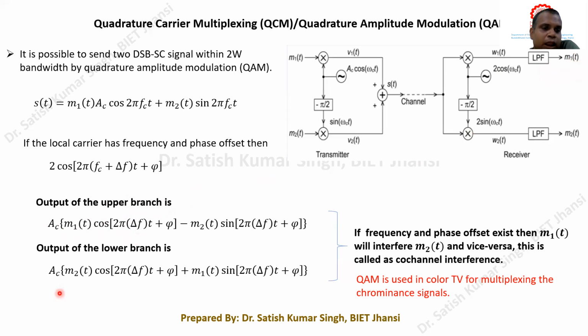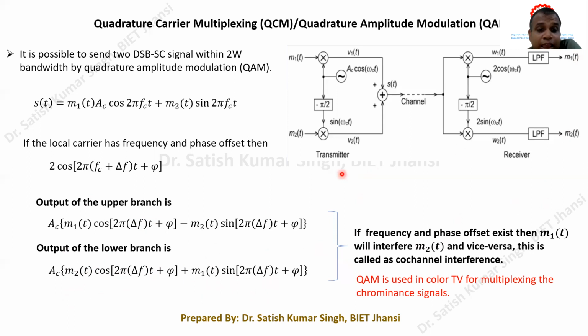Similarly, at the output of the lower branch, if Δf and φ equal 0, m2(t) is multiplied by cos 0, which equals 1. So this output will be proportional to m2(t), and m1(t) will be completely lost because it becomes sin 0. Obviously, when our carrier at the receiver side is perfectly synchronized with the carrier at the transmitter side, the outputs are proportional to m1(t) and m2(t).